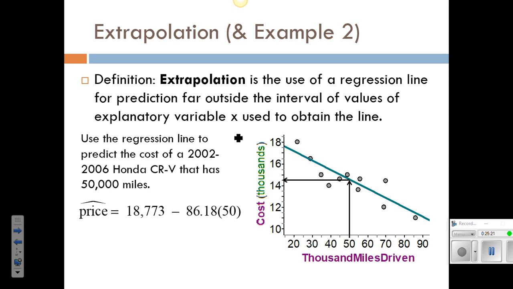Good, you can type it into the equation. You guys can't just stare at it all day. I'm going to plug it into the least squares regression. So I'm going to say 18,773 minus 86.18, and I'm going to times that by 50, because that's the number of miles driven in terms of thousands. Okay. So if you know you need to do that, you can take your handy-dandy calculators and type in the numbers and see what number you get from this, right?